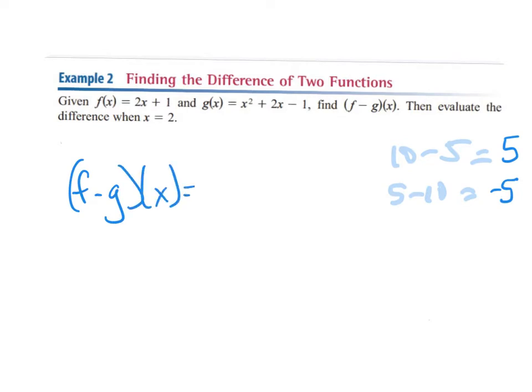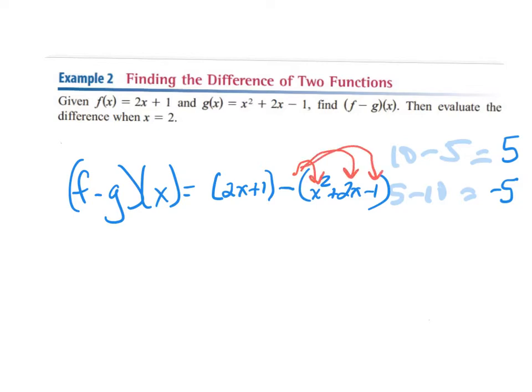That means my answer should have x's in it. So take the f function. My f function is 2x plus 1 minus the g function, x squared plus 2x minus 1. All right, so now I just start randomly combining like terms? No, you distribute. Good. You have to distribute that negative first. If you guys don't do that, your answer is all going to be wrong.